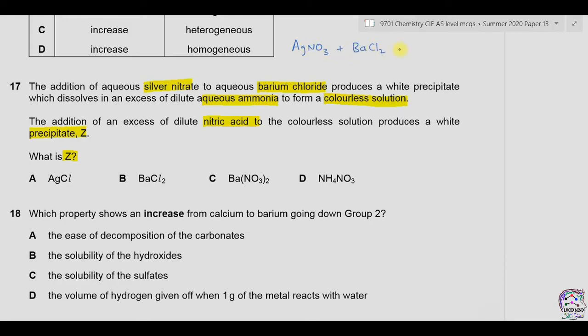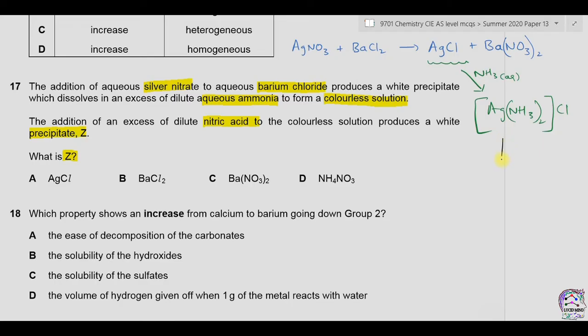solution. It forms silver chloride precipitate and barium nitrate solution. Now silver chloride is in the form of white precipitate and it actually dissolves in aqueous ammonia, NH3 aqueous, to form a complex Ag(NH3)2Cl. Second part of the question says the addition of excess dilute nitric acid to the colorless solution.